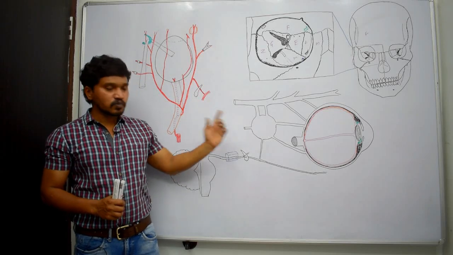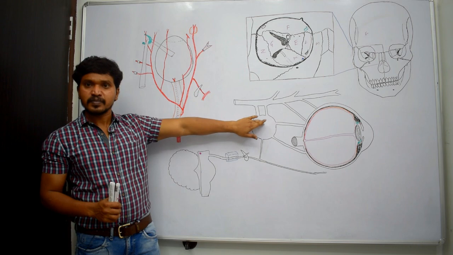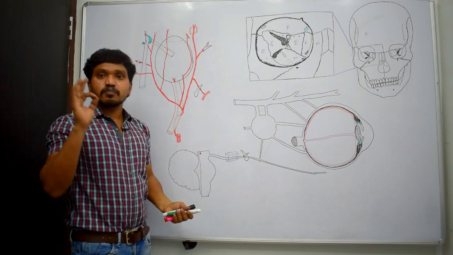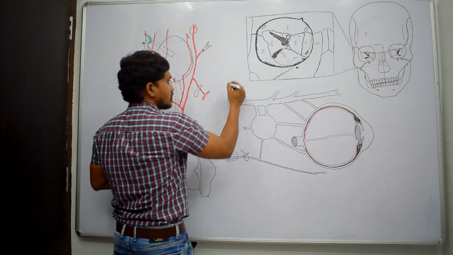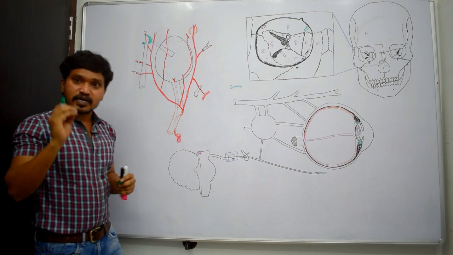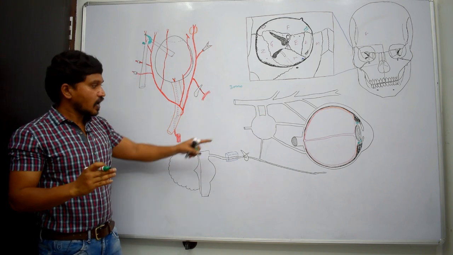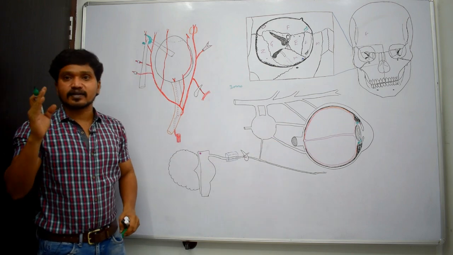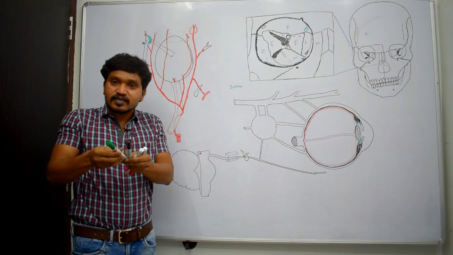Now we will discuss one more content in the orbit, that is the ciliary ganglion. See, this is the ciliary ganglion. It is one of the peripheral parasympathetic ganglia. It is around 3 millimeters in diameter. It is present at the apex of the orbit and it is sandwiched between the optic nerve and lateral rectus. That means it is present in between the lateral rectus and optic nerve.